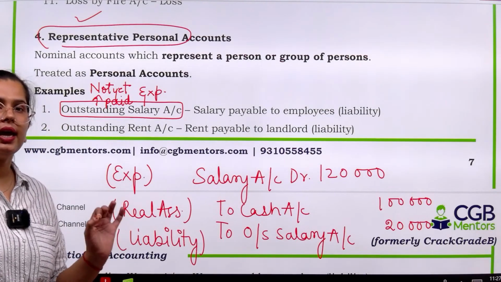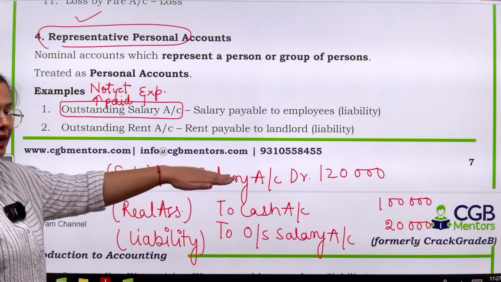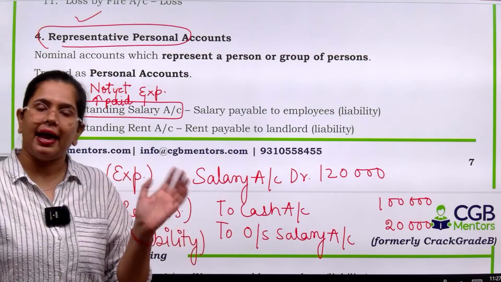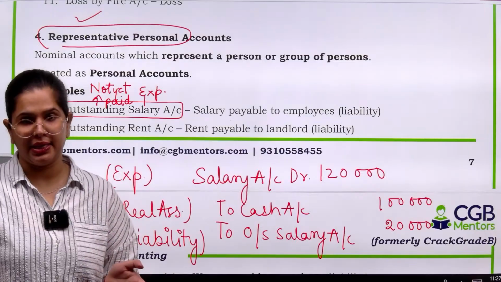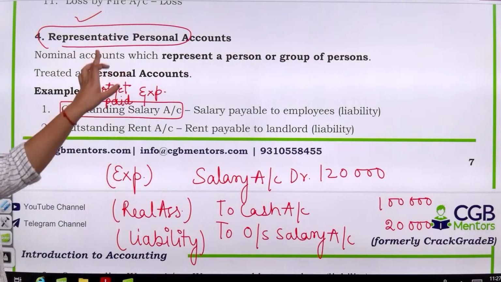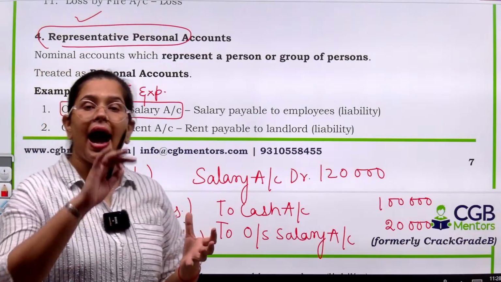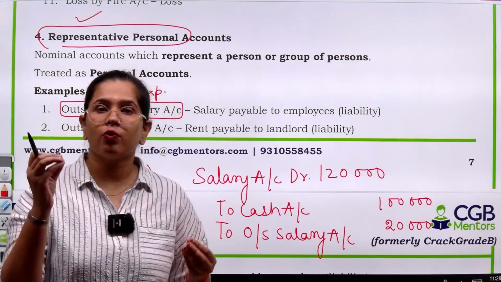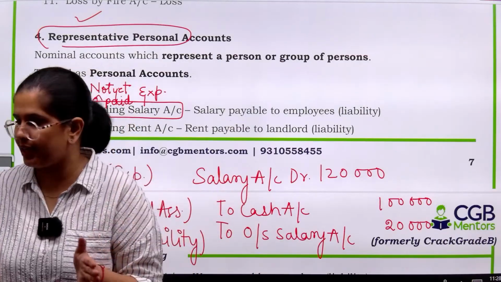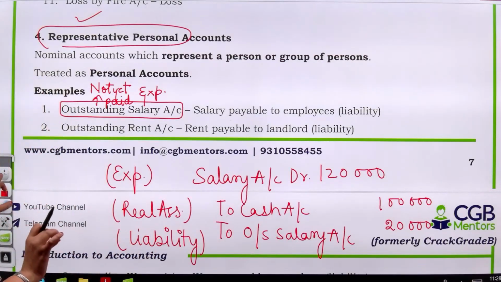To whom do you have to pay? The landlord. It's an expense which you have already recorded, but now you have not paid a portion of that to the landlord and hence it has become your liability. So what kind of account is it? It's a representative personal account. See, I know it's a liability, but what is its nature? It's a representative personal account. Guys, remember the examples, they are very important.